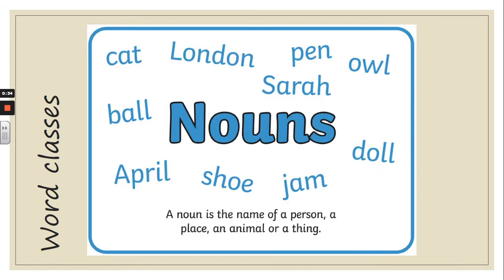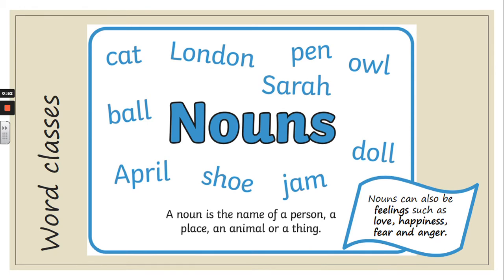So firstly, nouns. A noun is a naming word. It is either a person, a place, an animal or a thing. So you've got lots of different examples there. Most things that you can see or touch is a noun, is what we would tell the children. A noun can also be something like a feeling though, so a little bit more tricky to get your head around. So love or happiness, fear or anger are also nouns.